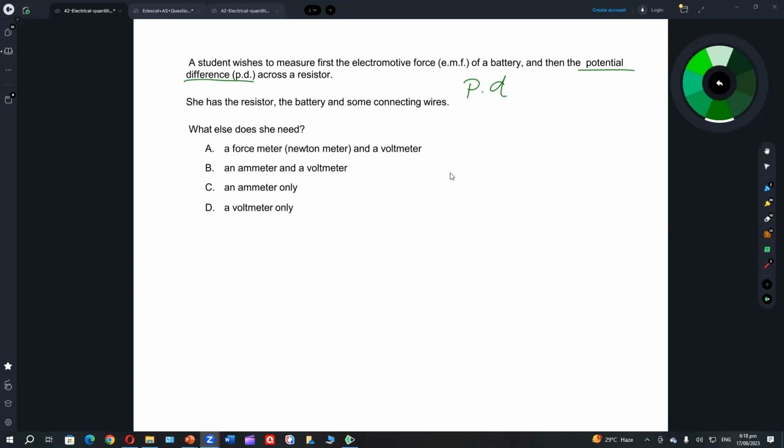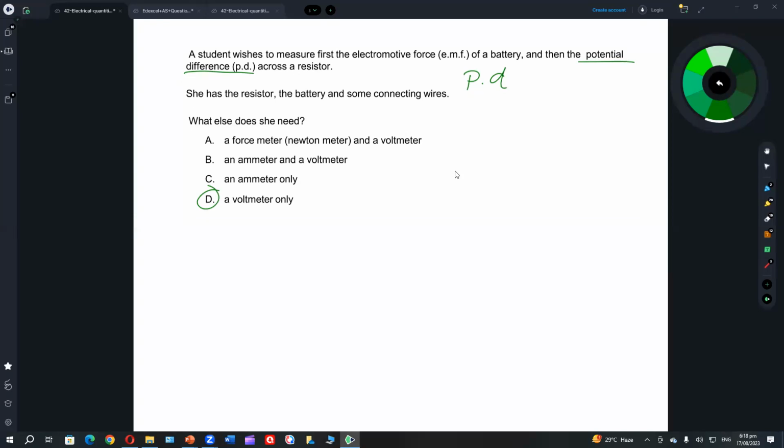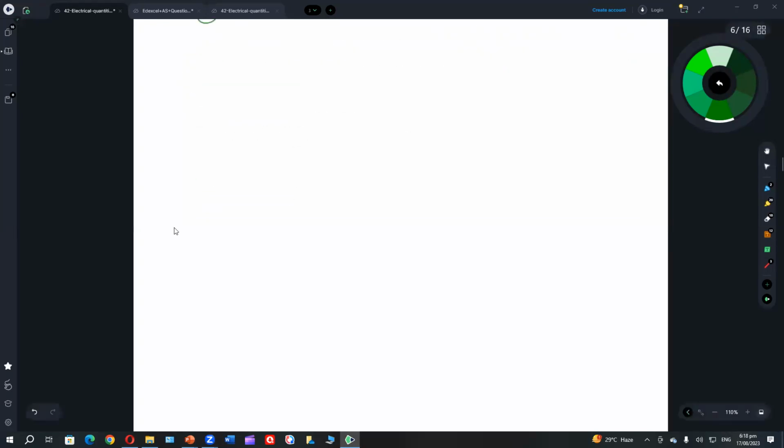Good, Zainab, D. Wait, Hamad, how can it be C? Why ammeter? How can an ammeter alone do this job? Voltmeter measures the PD. Oh, okay. Ammeter does not measure PD. Ammeter, you will study this soon with me. Ammeter is a meter to measure current, and voltmeter is a meter to measure voltage.